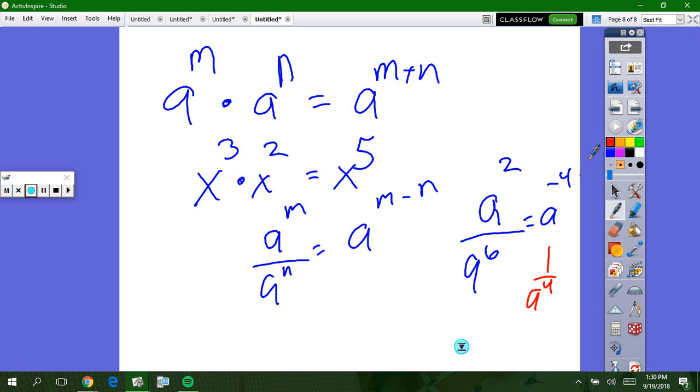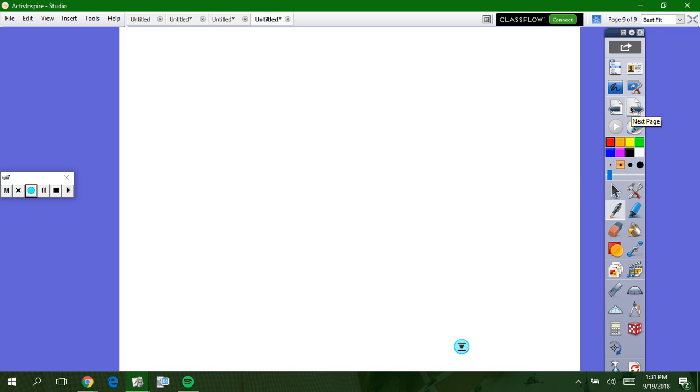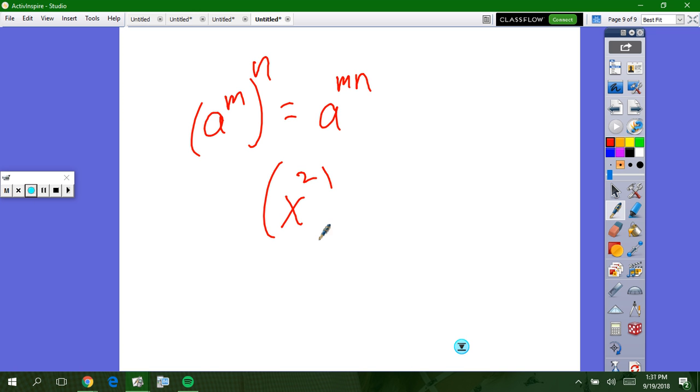Okay, we just did the quotient rule. We need to do the power rule, which we kind of went over a little bit. If I have a to the m raised to the n, what do we have? m times n, right? Think about that. If I had x squared to the fifth, isn't that written out x squared times x squared times x squared times x squared times x squared? And then I'd add all those together. What's repeated addition? Multiplication, right?